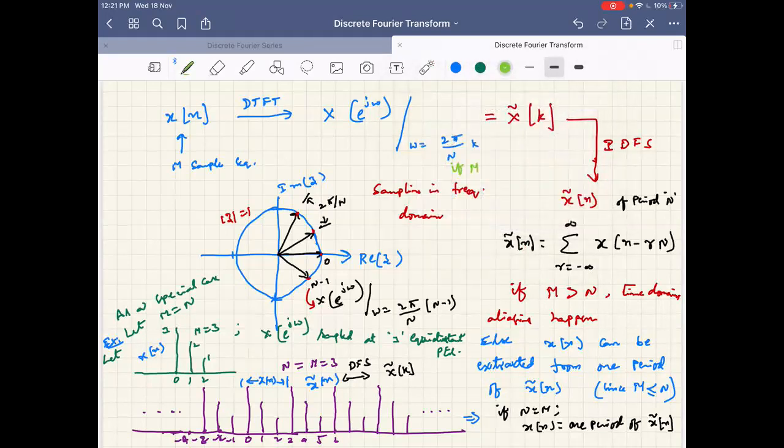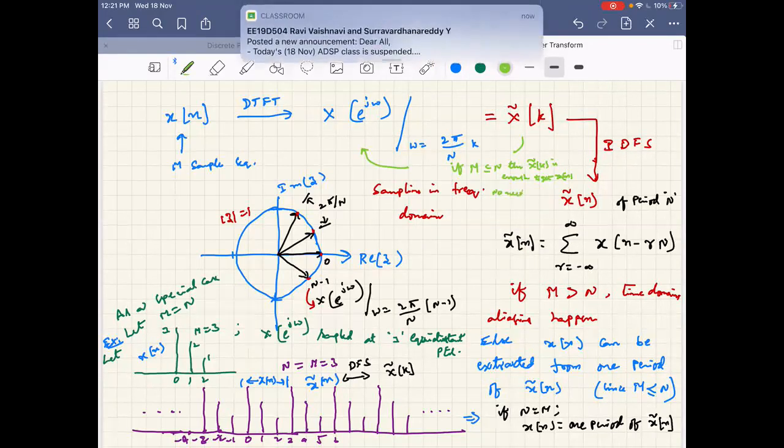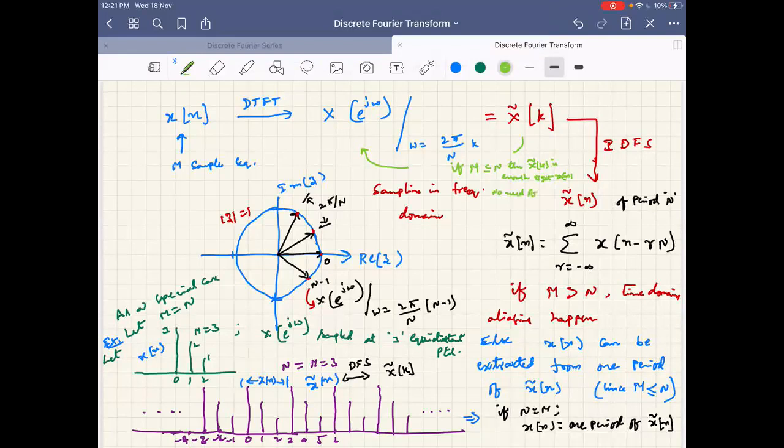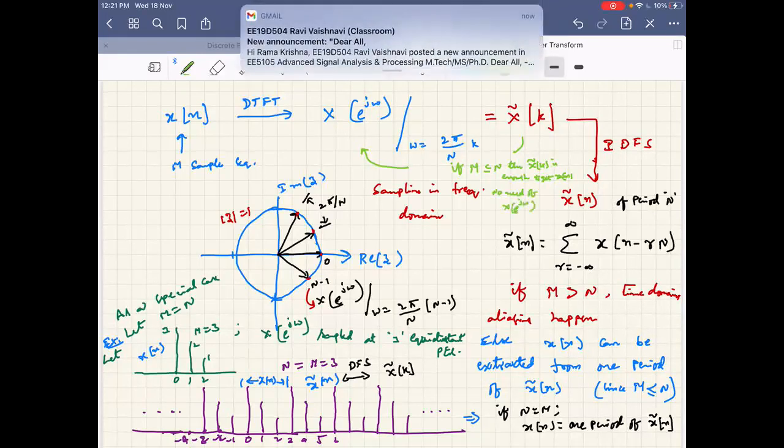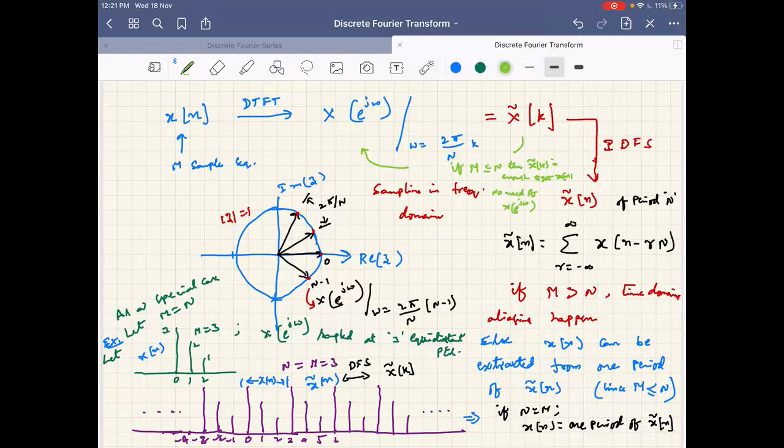If m is less than or equal to n, then x tilde of k is enough to get x of n. That's what I'm trying. Between these two, this is good enough. No need of X of e power j omega, right? That's what we have discussed now.